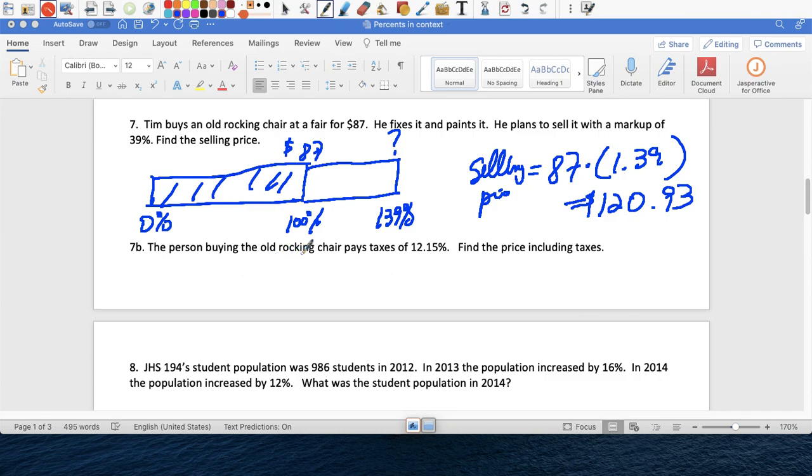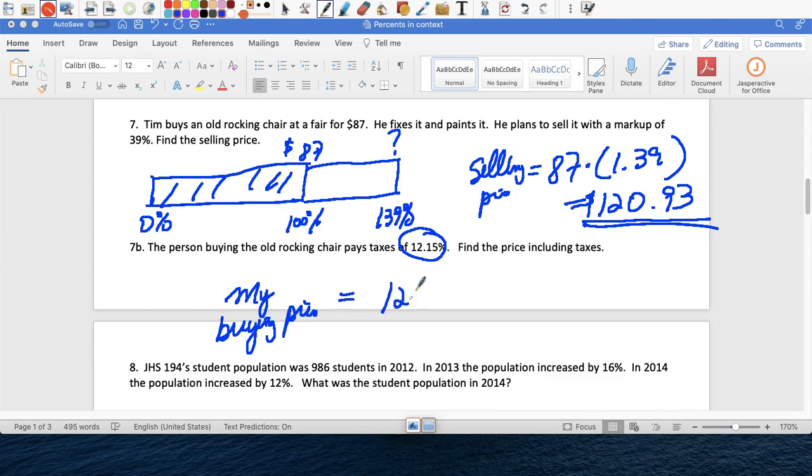The person buying the old rocking chair paid taxes of 12.15%. Find the price including the taxes. So Tim fixed the chair. He puts it in the window. It has a price tag of $120.93. I come to the store. I want to buy it. I'm going to have to pay $120.93 for the chair plus 12.15% in taxes. So my buying price is going to be the $120.93 plus the taxes.